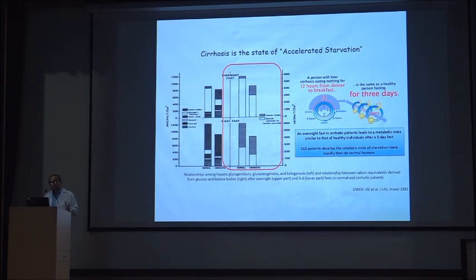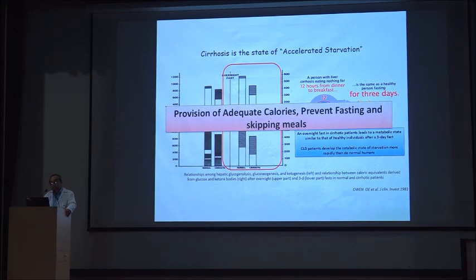So what happens in cirrhosis actually? It's a state of accelerated starvation. The changes in metabolism which we see after 3 days of fasting in a normal individual occur after an overnight fast in patients with cirrhosis. So provision of adequate calories, preventing fasting and skipping meals, is important.